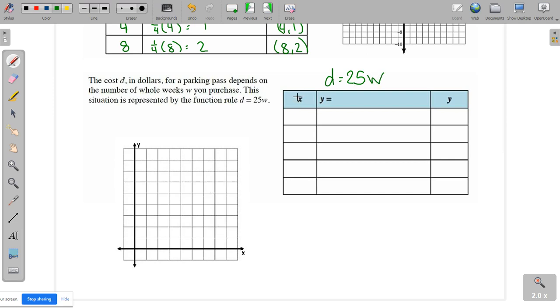So W is going to be what X would be, and instead of Y equals, we're going to have a D equals, and our point W, D. So let's graph this. So our X, which is our W, is dealing with weeks. So let's label our graph weeks and dollars.